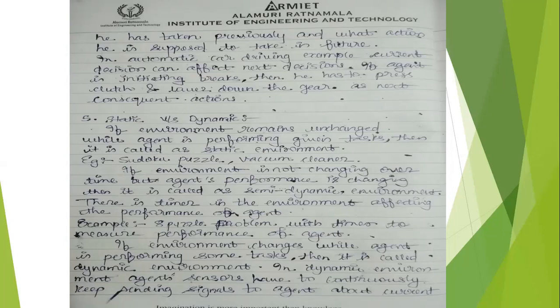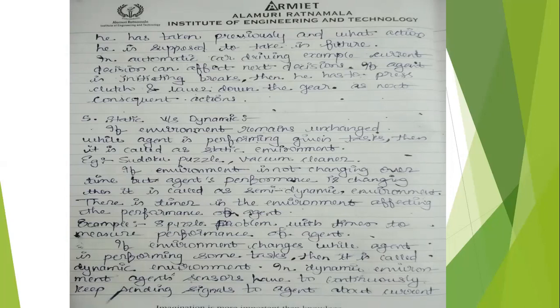Okay, in the automatic car driving example, the current decision can affect the next decision. If the agent is initiating brakes, then he has to press the clutch and lower down the gear as the next consequent action. So in automatic car driving, the current decision can affect the next decision. Whatever the current decision taken by the driver, the next decisions will be according to that.